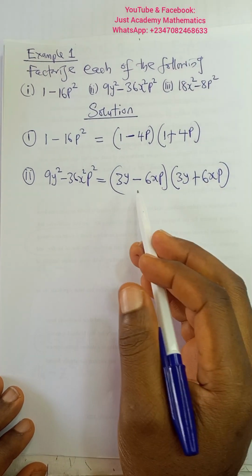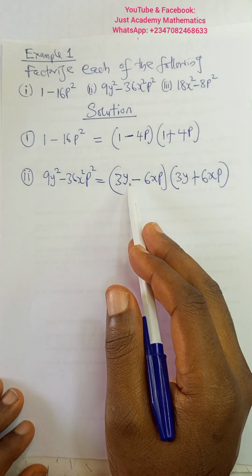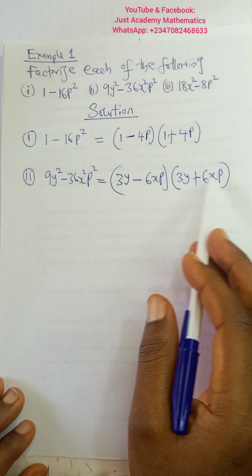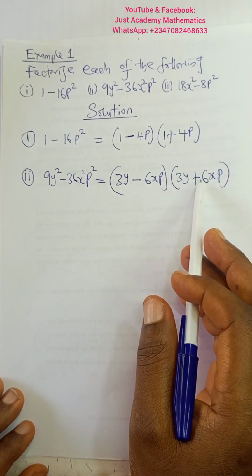And anyone can come first. It can be plus then minus. It doesn't necessarily need to be minus first. But the most important thing is that the bracket must be the same. One is negative, one is positive.